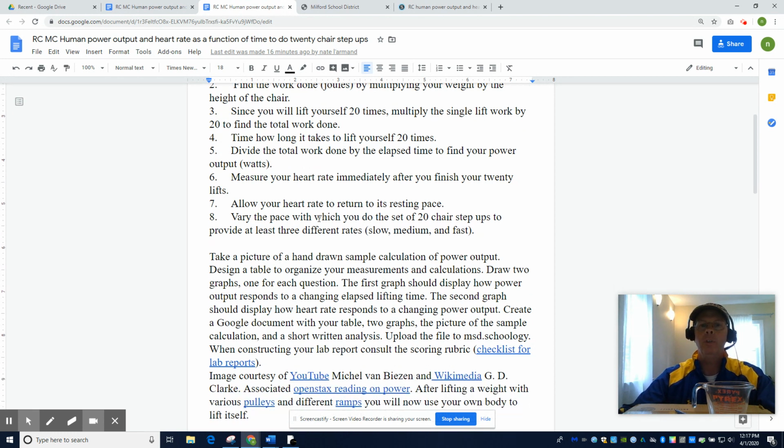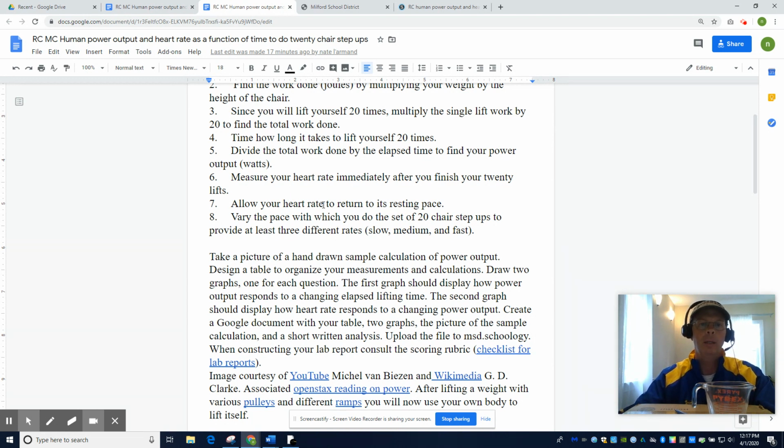As soon as you finish your exercise, take your heart rate. I like to do this. Some people like to do this. Find how many beats per minute your heart is going. Okay? You can count the beats in 10 seconds and then multiply by 6 to get the beats per minute.